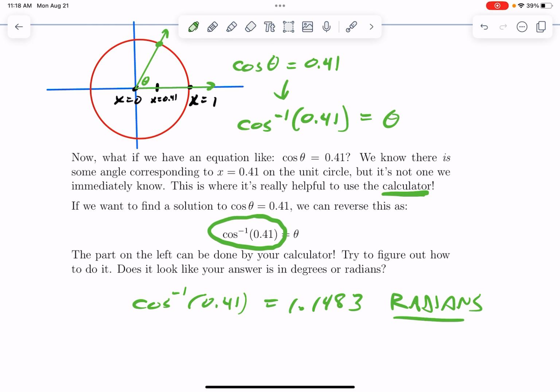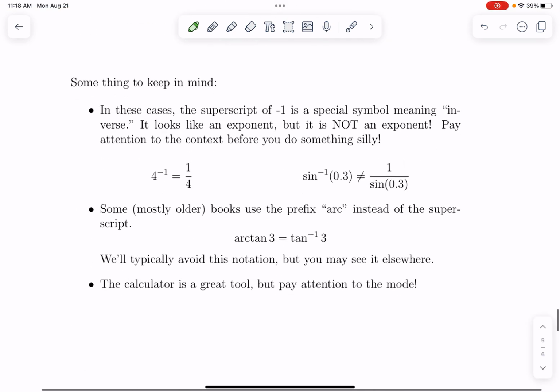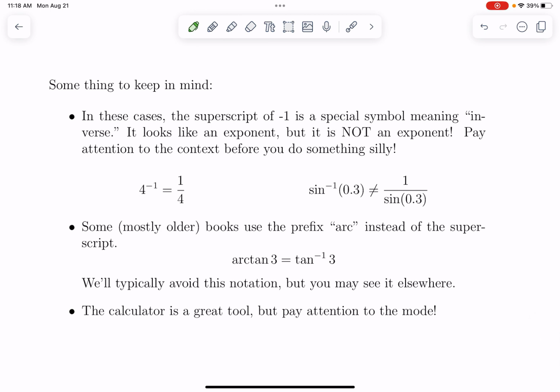But when you're getting an answer like this, pause and say, did I just get an answer in degrees or did I just get an answer in radians? You can convert it later on if you need to. So just a couple of things to keep in mind. The way we indicate these inverses is with a superscript of -1.